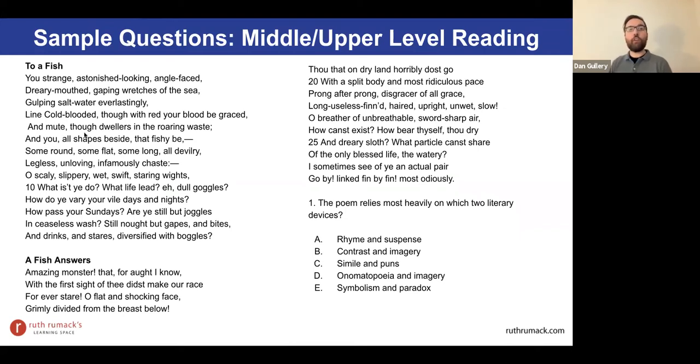So looking at this: astonished-looking, angle-faced, dreary-mouthed, gaping wretches of the sea, gulping salt water everlastingly. There's a lot going on in just the first couple of lines. Amazing monster, for aught I know, with the first sight of thee didst make our race.